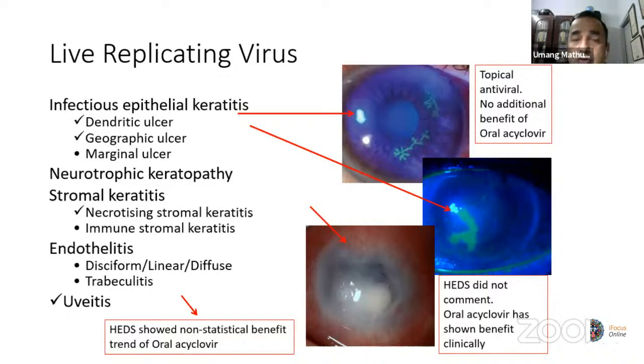The uveitis also has live virus, and the HEDS study showed that in uveitis there was a trend towards an improvement with acyclovir, but they could not prove it. While endothelitis is immune mediated, and so there was no statistical benefit of oral acyclovir. Again, neurotrophic keratitis is non-immune, non-infective, so there's no role of topical or oral acyclovir in the treatment. You may give it for prophylaxis, that's different, but not for treatment.